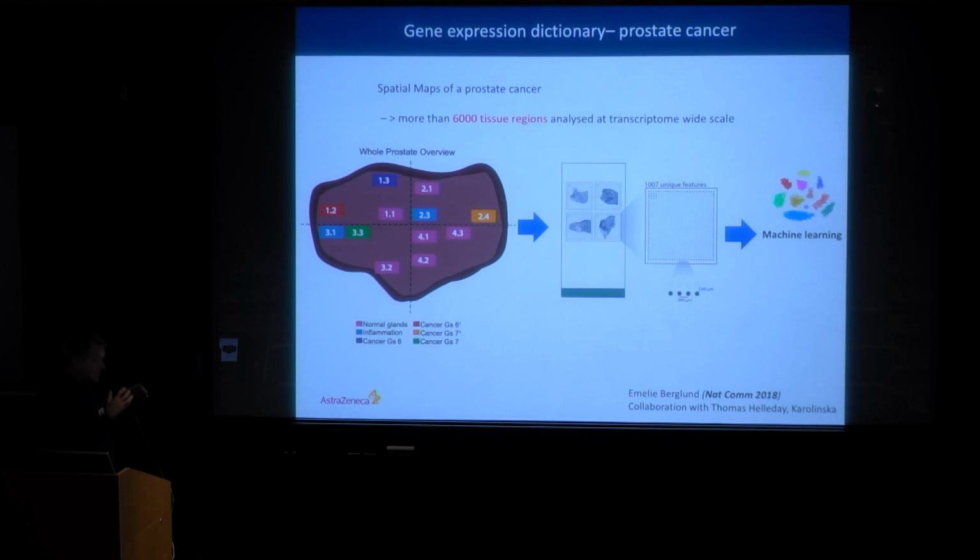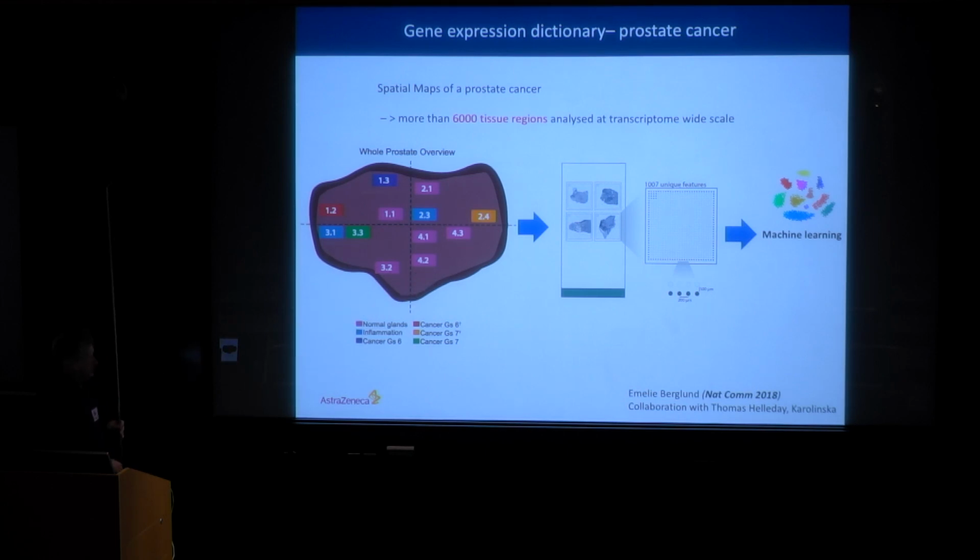So this led us to embark on larger studies of tumors, and this is one of the first studies on prostate cancer, where we analyzed some 6,000 tissue domains within the tumor. This is a whole prostate here, and this is the legend: we have multiple places where we have cancer, normal glands, inflammation, and yet another type of cancer. This is the severity of cancer in terms of Gleason score. We put these onto the arrays.